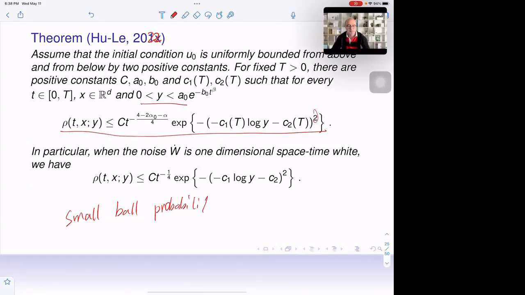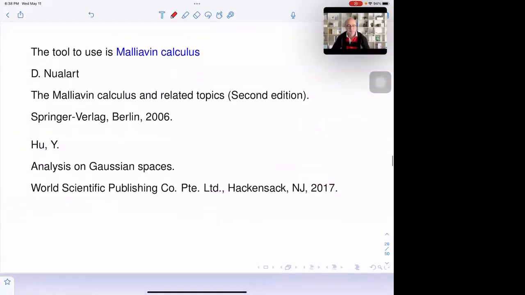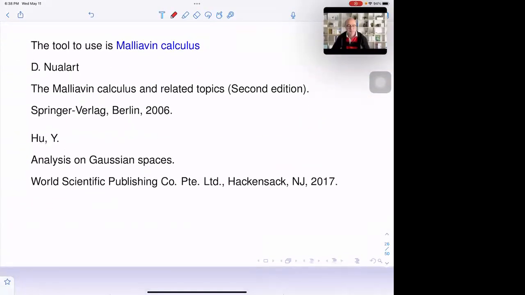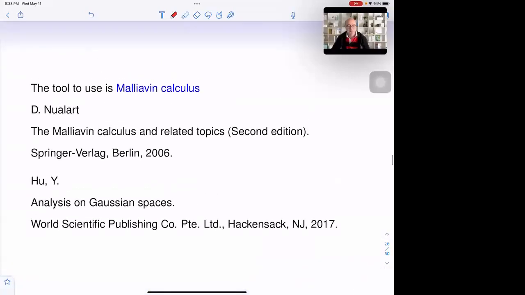This one is more complicated. It depends on the entropy and the computation is more complicated. Okay, so now I will give you some idea of how to prove it. So what is our idea? I'm not going to give you details, because the details are more complicated. The tool that we are going to use is the Malliavin calculus.